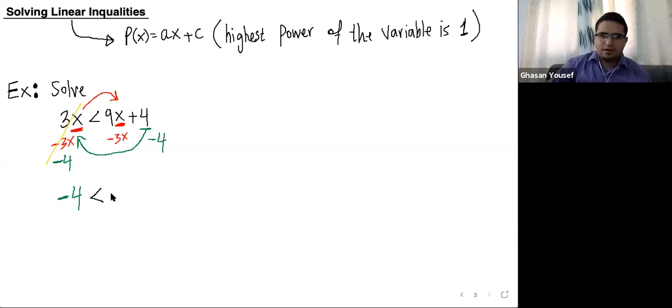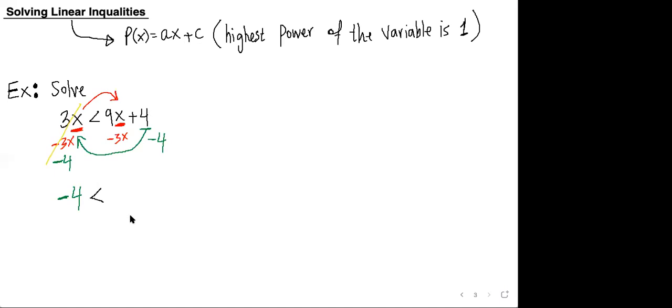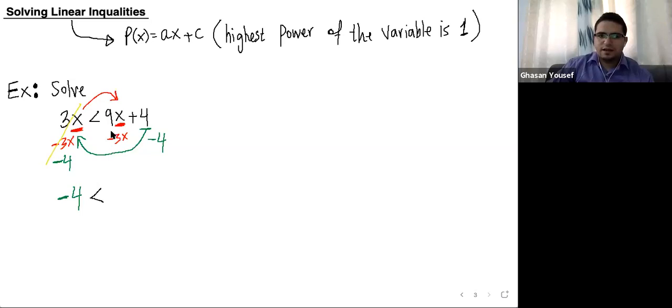Less than 9x minus 3x. What do I get? 9x minus 3x. You get negative 6? No, positive 6. 9 minus 3. So it's positive, right? Positive 6x.